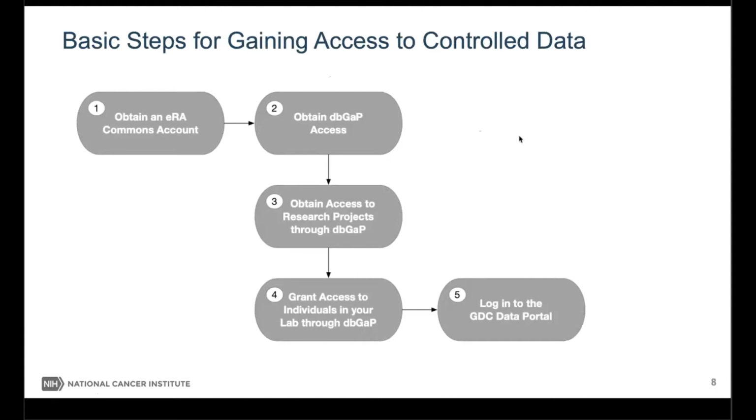You would then obtain access to research projects through DBGAP as a PI. And then as a PI, you would grant access to individuals in your lab so that their ERA Commons IDs are associated with your project. And then finally, when you log into the GDC Data Portal, these access levels should be there.